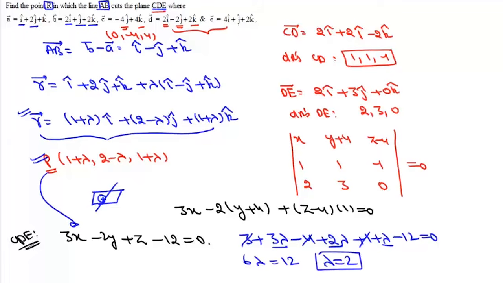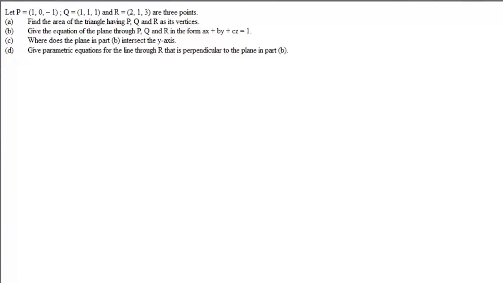Now if we put lambda as 2, then we'll get this point P as 3, 0 and 3. So the point R, where this line intersects this plane CDE, will be given by 3i plus 3k. Now here the question is, we are given 3 points P, Q and R, and the first question is find area of triangle having P, Q and R as its vertices.